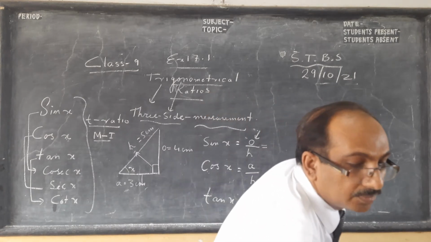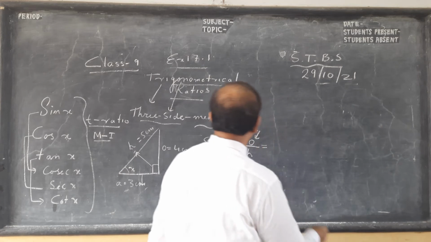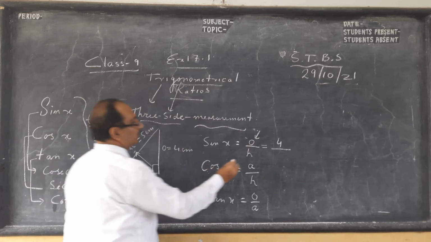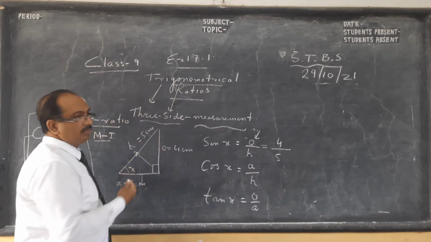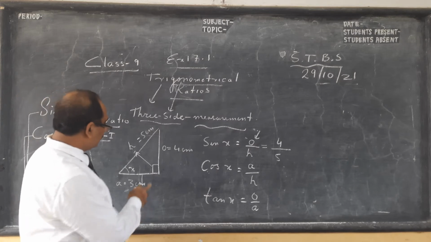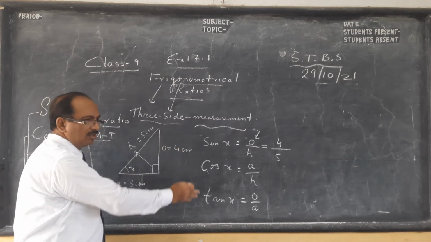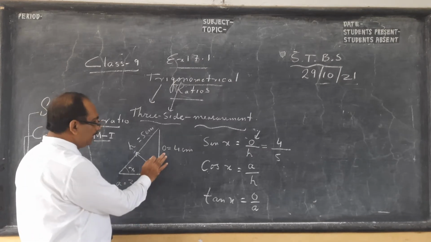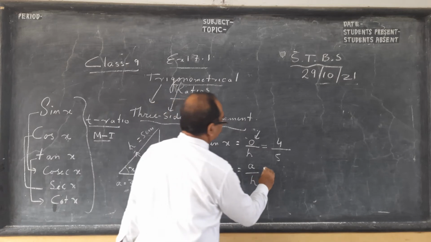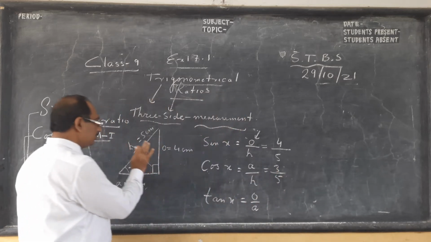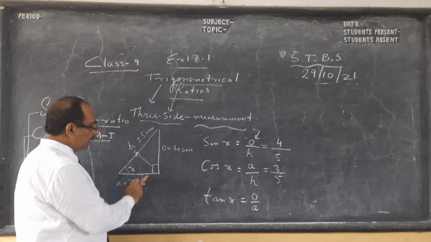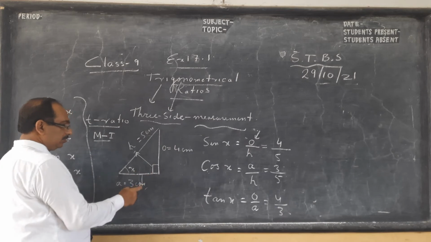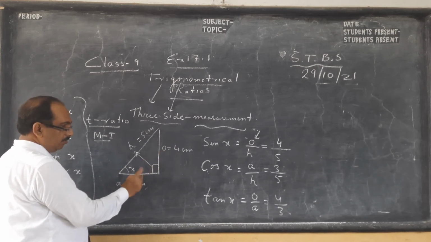So what we get, this is 4, opposite by hypotenuse, 4 by 5. Centimeter, centimeter will cancel. Same thing for cos, so 4 by 5. See, generally this is the method I was telling. When I do any sum, I know sine is this by this, cos is this by this. Sine is 4 by 5, cos is 3 centimeter by 5. Tan is 4 by 3, opposite by adjacent, perpendicular by base.